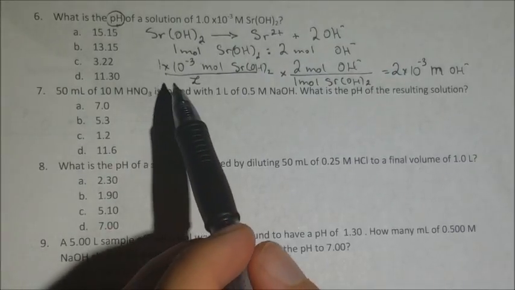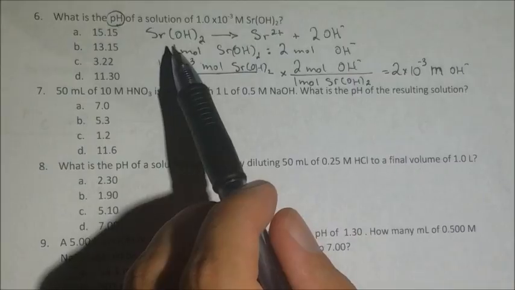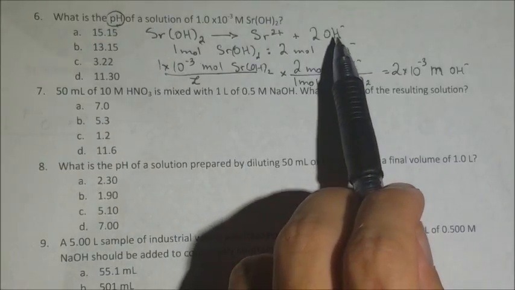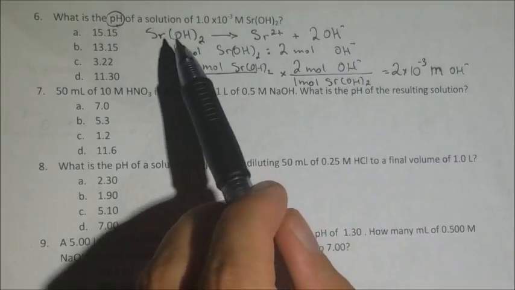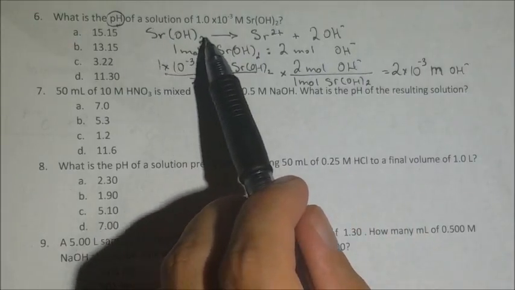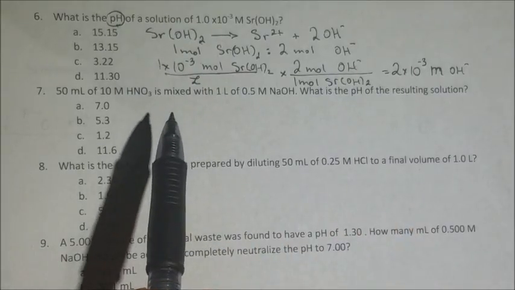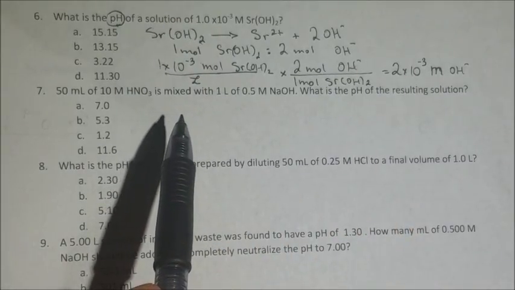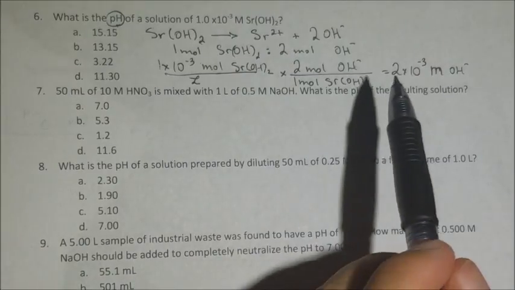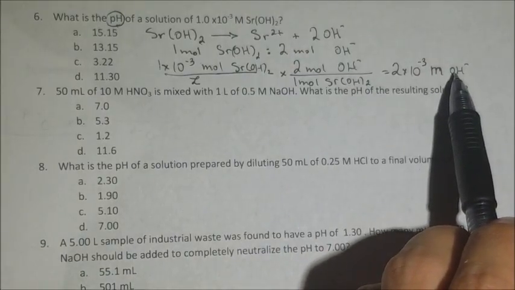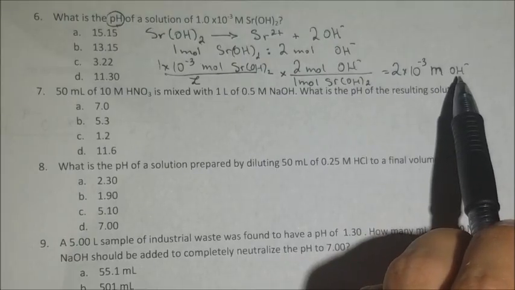So the first thing you had to do is identify that strontium hydroxide is a strong base, and it electrolytically dissociates into 2 hydroxides for every 1 strontium hydroxide, just by this equation. So there's your mole to mole ratio. And then the second thing you could do is recognize that what you get out of this is the hydroxide concentration in the solution, not the hydronium.